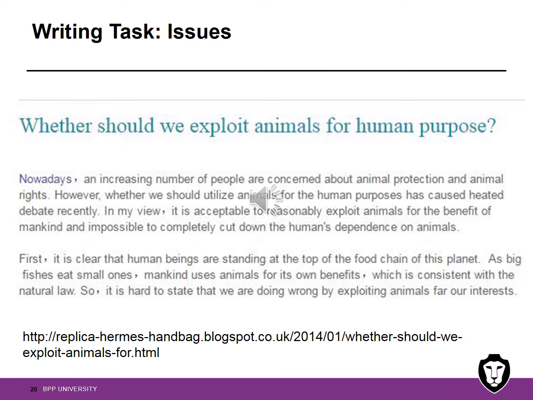So nowadays an increasing number of people are concerned about animal protection and animal rights. However, whether we should utilise animals for the human purposes has caused heated debate recently.